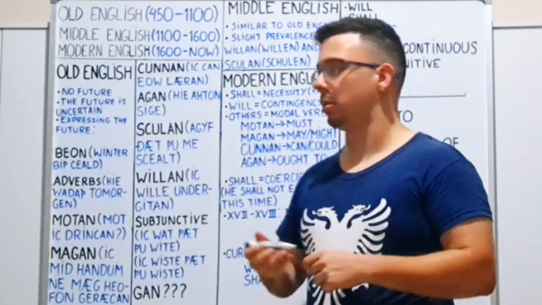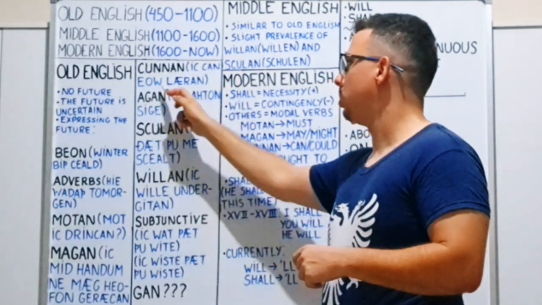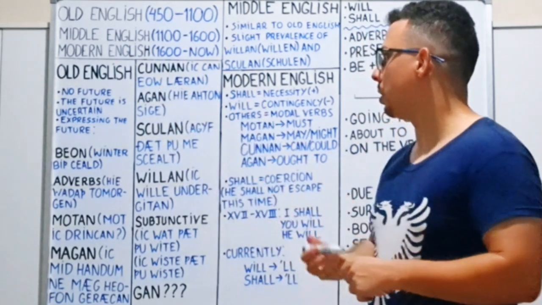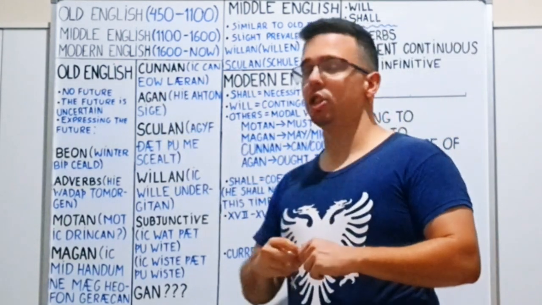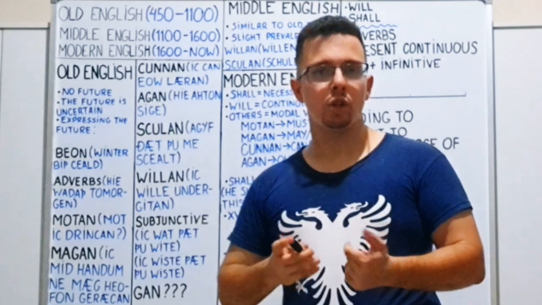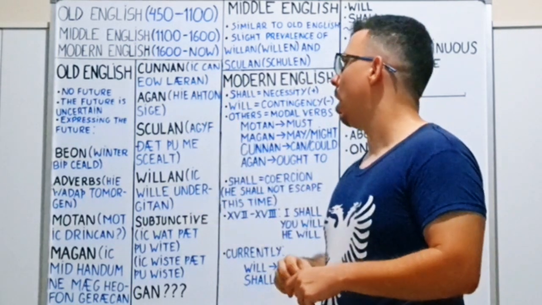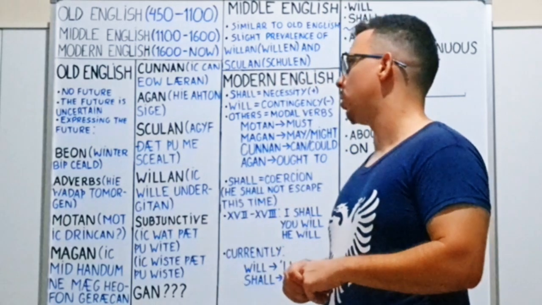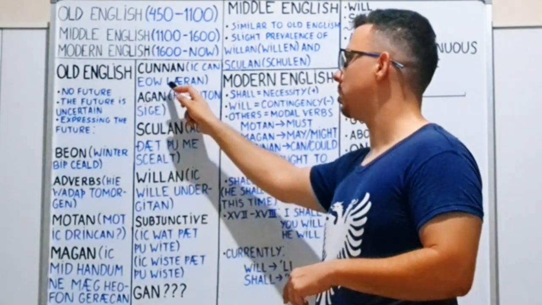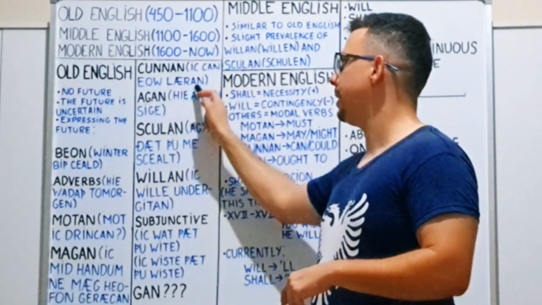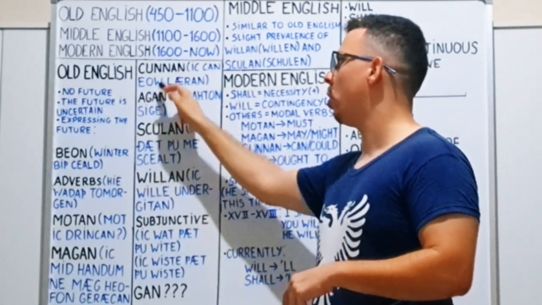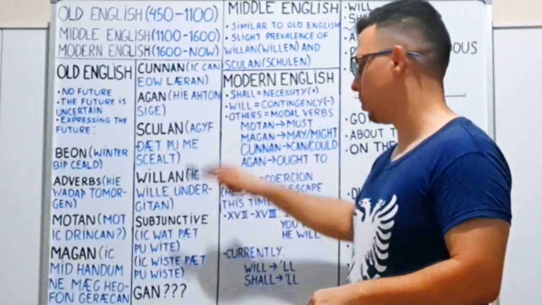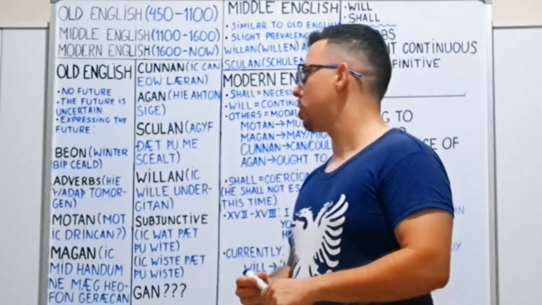So here's the example. Ich kann el lernen. I can teach you. Lernen, teach you. Okay, it's not to learn. To learn is lernen. Lernen, to teach. I can teach you. El is you. So I know how to teach you because I have the knowledge, right?